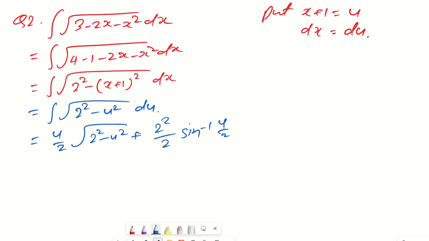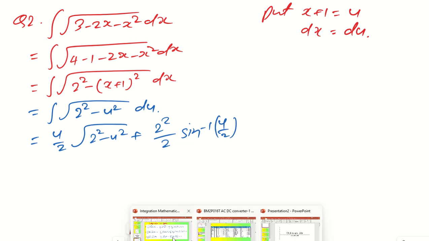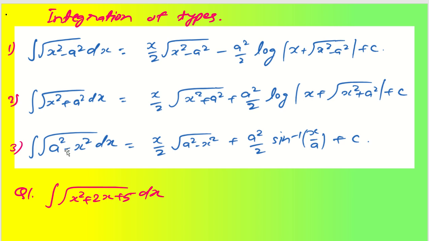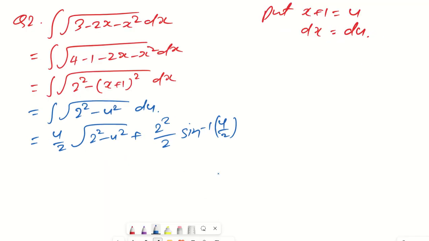u by 2. So let me check the formulas once. So the formula for a square minus x square was x by 2 square root of a square minus x square plus a square by 2 sine inverse x by a. So if we do that, then we are going to get plus some constant c. Now u can be replaced by x plus 1. So from there we are going to replace that back.